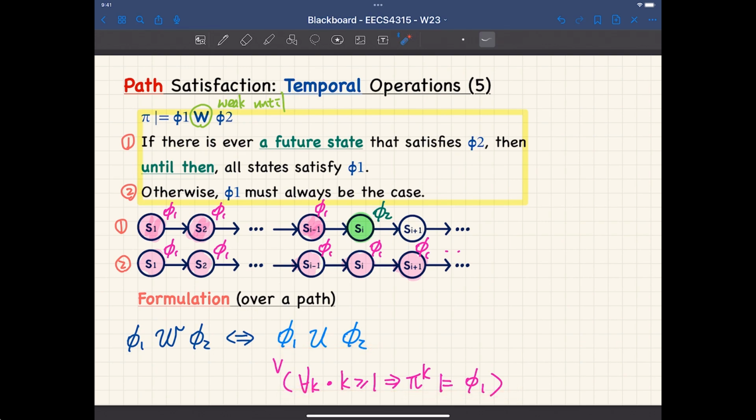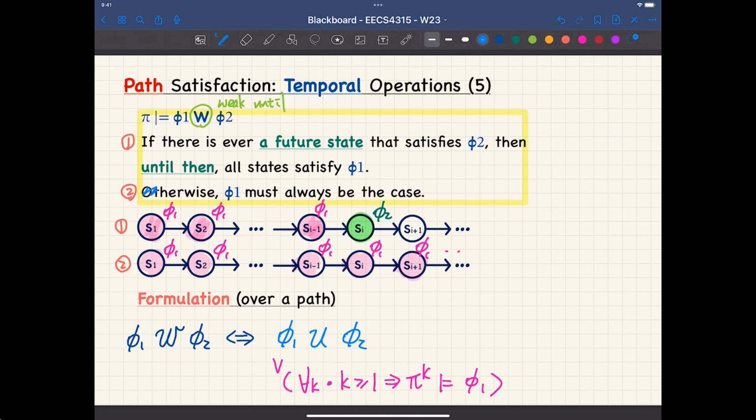Patrick. I don't understand how this covers the case, or how this ensures that phi 2 does not occur in the future. Because the way I'm reading this, it's either the case that phi 1 until phi 2, or globally phi 1. Right? But phi 2 may still be there. Yeah. But in the verbal formulation, it says, if there's ever a future state, then this. Otherwise, phi 1. So is that otherwise with respect to the, if there's a future state, or is it with respect to the entire until?